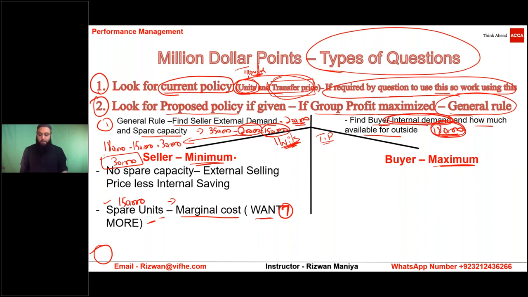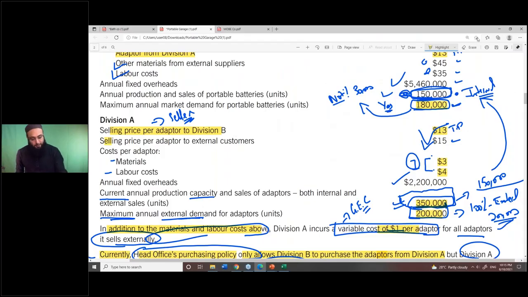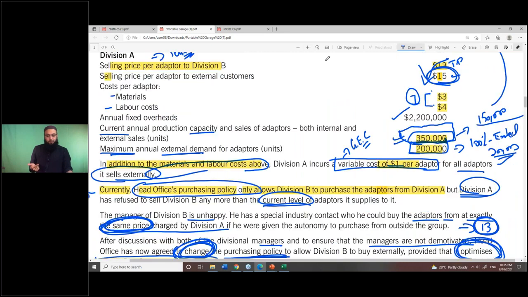Right? So for the units that I'm transferring from the external market, it is an opportunity that I'm foregoing. And you know that the transfer price will be external selling price less internal saving. This is a rule now for you. Remember the rule. For units that are not spare, the rule is external selling price less internal saving. So external selling price is how much? It's 15. Right? 15. And is there any internal saving? Yes. Because if you sell internally, you get $1 saving.